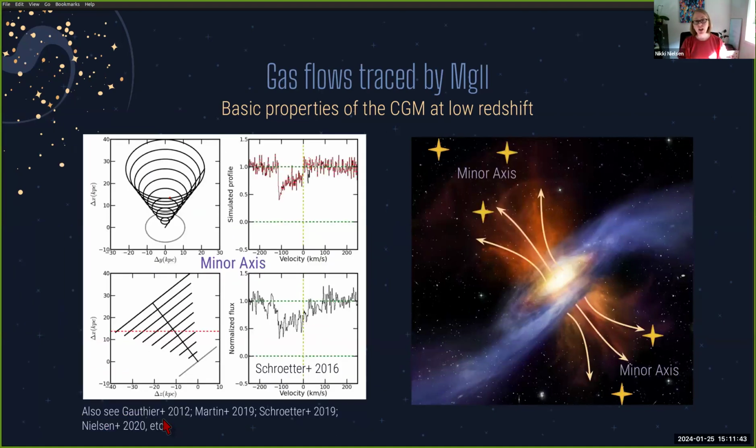If we instead look at minor axis gas, this is work by Schroeder et al., we can compare the absorption profiles that are observed to what are simulated if we assume that the gas is being ejected as a bi-conical outflow along the minor axis. And it seems to be well modeled by these outflowing bubbles. So the kinematics seem to suggest this accretion and outflow difference along the major and minor axes.